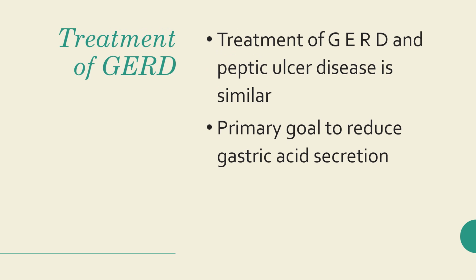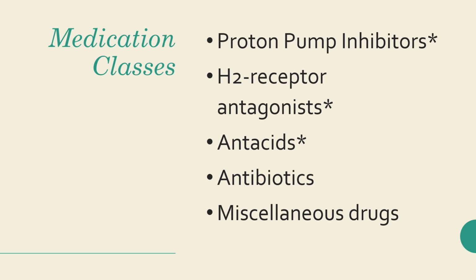Reflux is treated similar to peptic ulcer disease. So basically our primary goal is to reduce gastric acid secretion and treat the clients. Common classes of medications to treat GERD or PUD are going to be your proton pump inhibitors. We're going to talk about those. H2 receptor agonists, or they're sometimes called H2 blockers, and we're going to talk specifically about antacids. Antibiotics brought on for H. pylori, and there are other miscellaneous drugs that may be used.